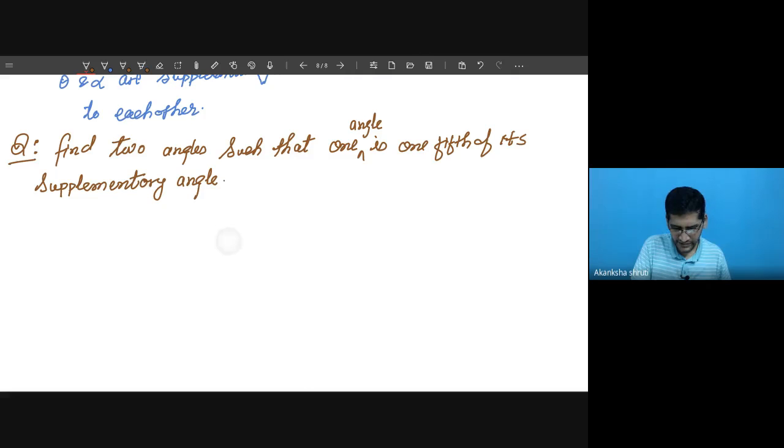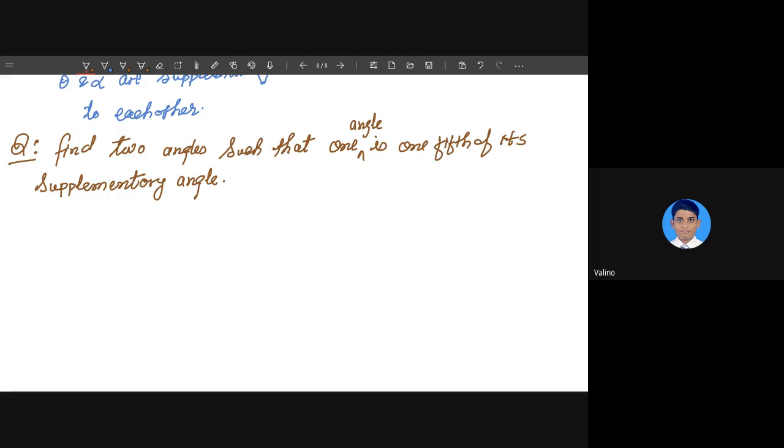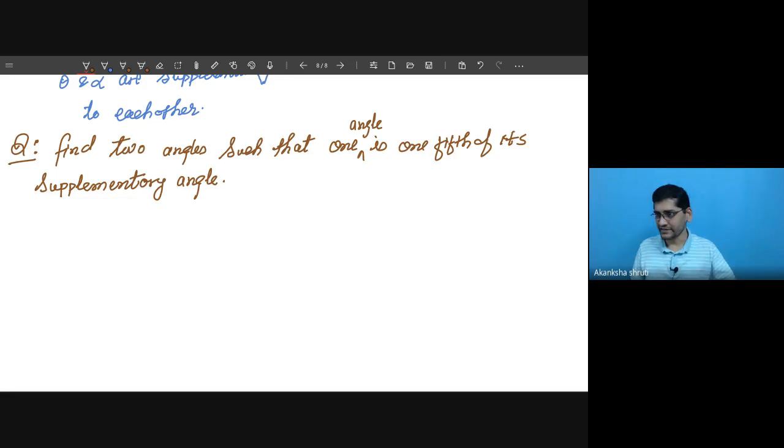I have solved for complementary angle based on the same. X is equal to 1/5 of 180 minus. Tell me the exact answer, the value of these two angles, not the way you want to solve, because I had already solved and explained. So finally, calculate the answer and post in the chat box. All the students, please do it. I'm giving you just one or two minutes.